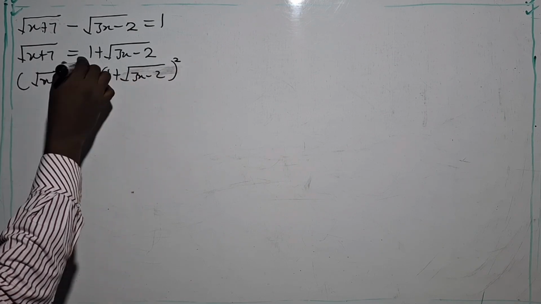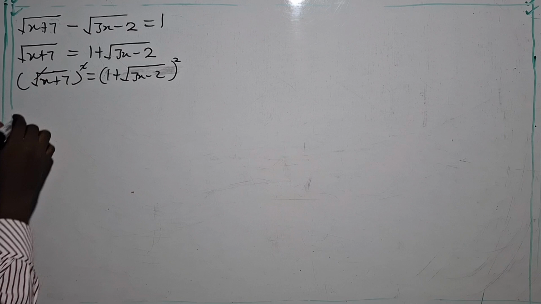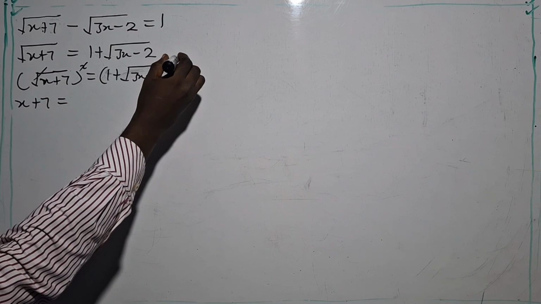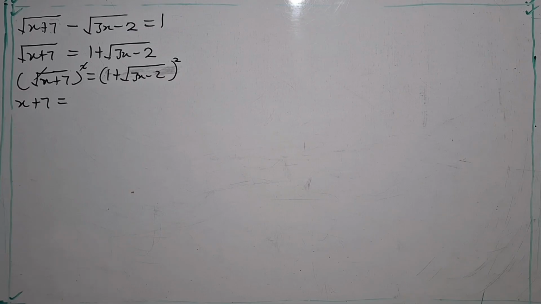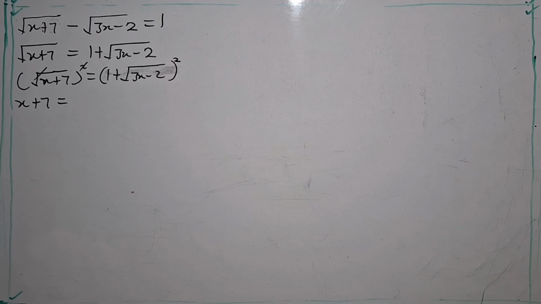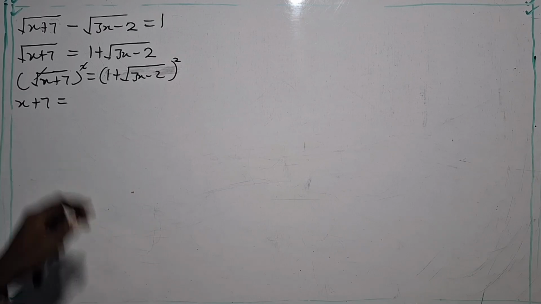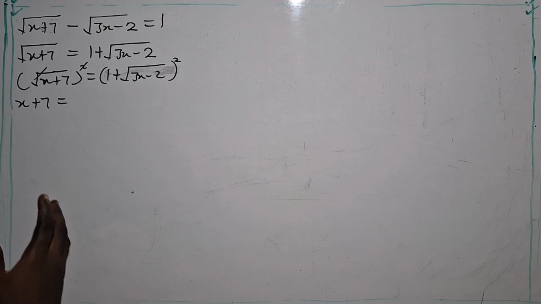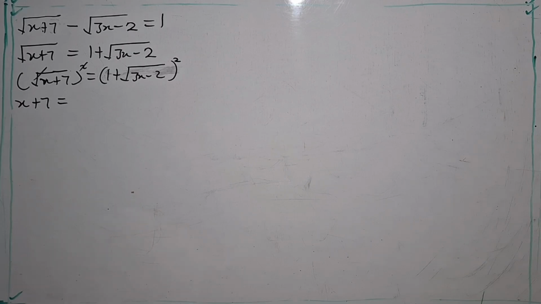So here square, and here square. So this will take this. So I have x plus 7 is equal to. Now we are here once again, yes, we are here once again to expand this. So we are going to expand this one again, as we did for the previous video, so keep watching.